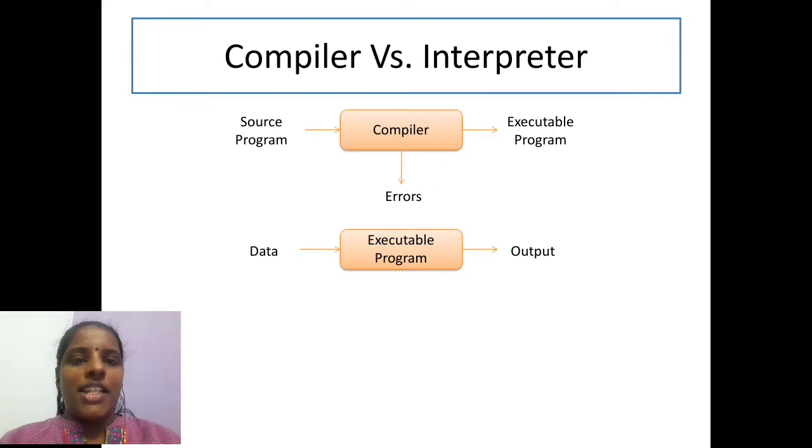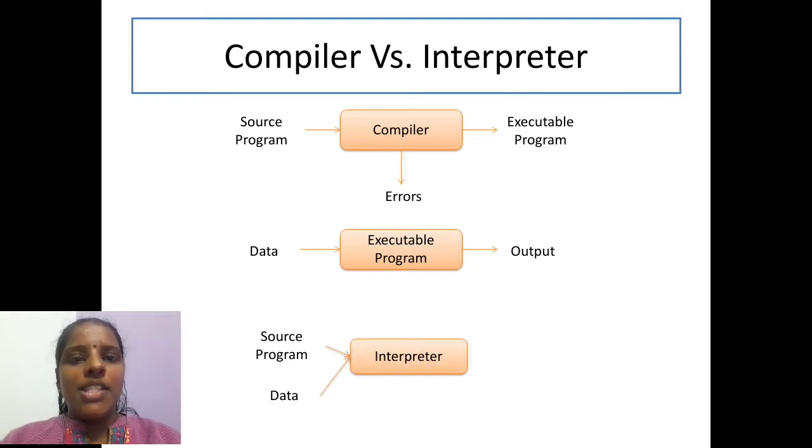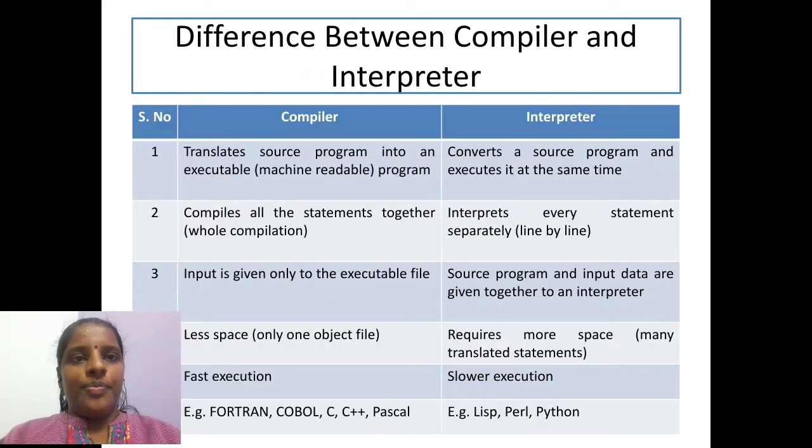Let's see what happens in an interpreter. The source program and the data are directly read by the interpreter. The interpreter interprets the program line by line, reports the presence of errors and reads the data to produce the output. So what is the difference between a compiler and an interpreter?